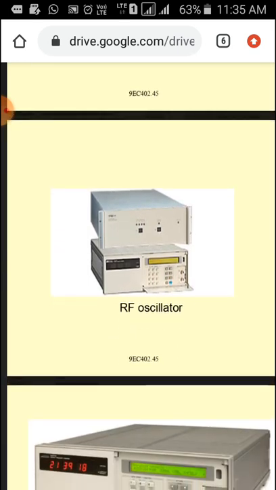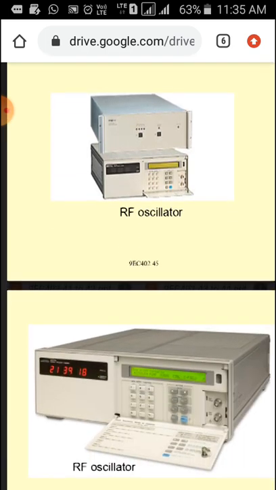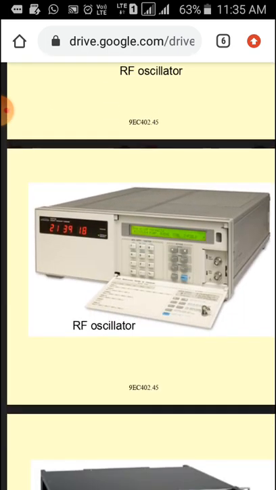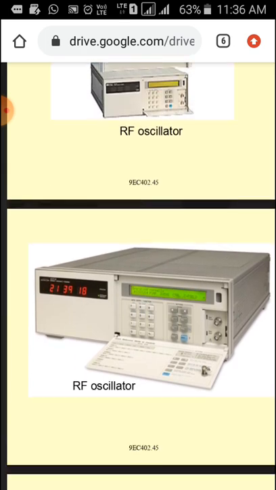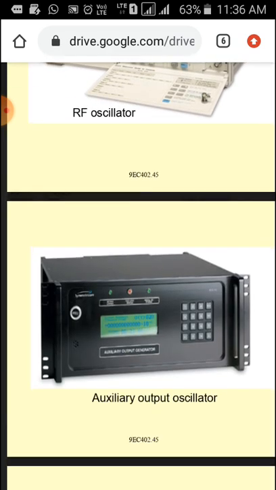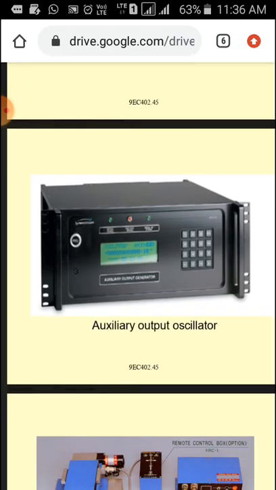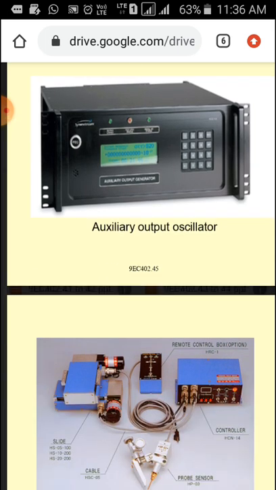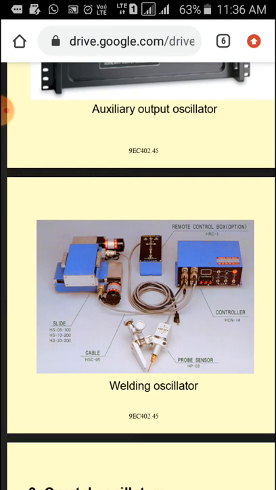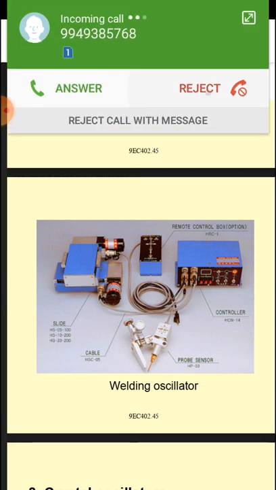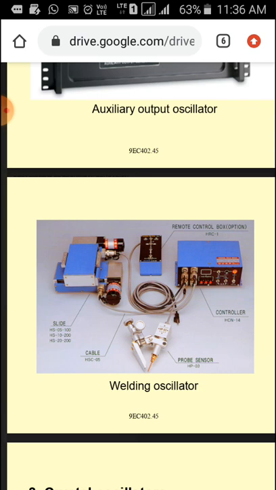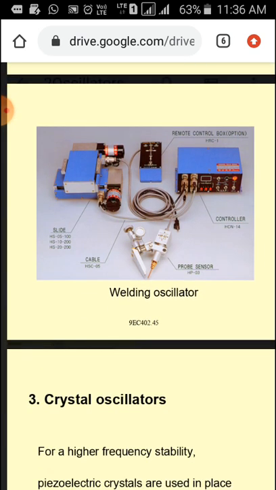RF oscillators in a different model. It is also an RF oscillator. Here, auxiliary output oscillator. It is an oscillator circuit. And here, Wien bridge oscillator. It is a real oscillator.